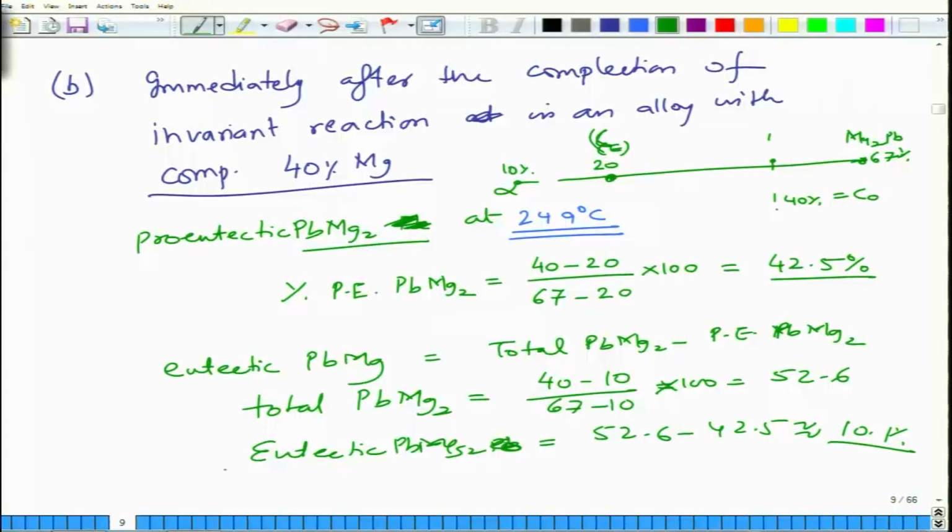And likewise, you can determine the alpha phase. The alpha phase is nothing but 100 minus the total PbMg2, so 100 minus 52.6. This will be equal to 47.4%, which will be the alpha phase. So this is how you can find the phase fractions in the eutectic formation.